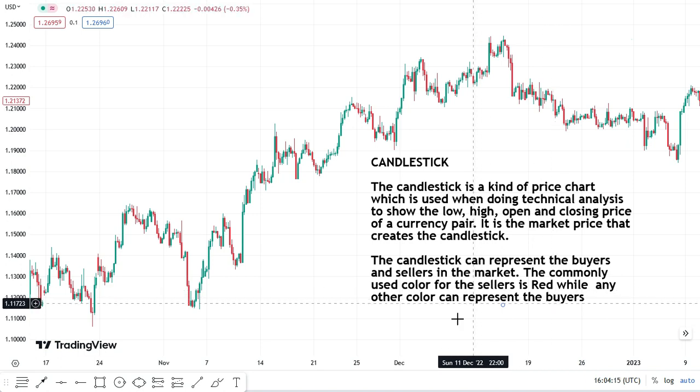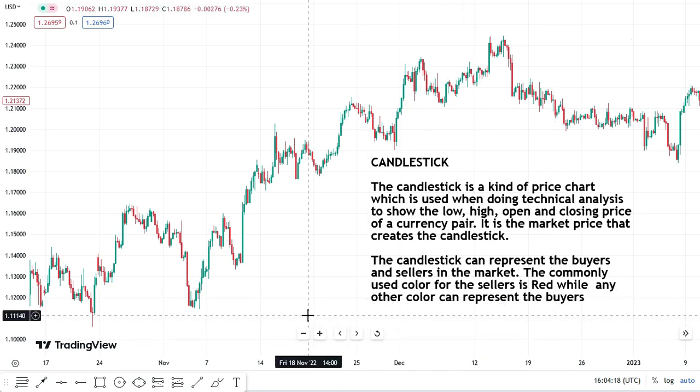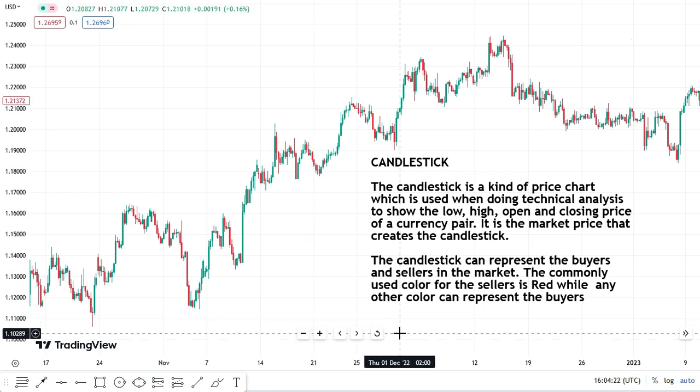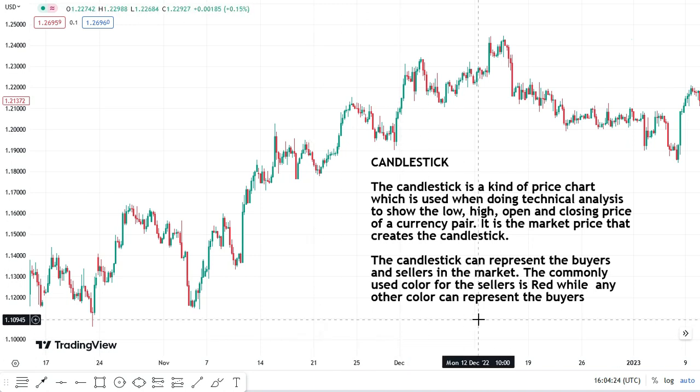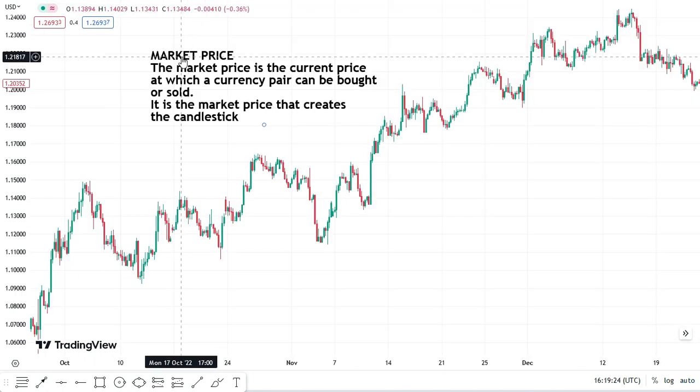So what this means is that each time you are doing analysis on the chart, the candlesticks you see on those charts are representing the buyers and the sellers. When you see a red candlestick coming out, it means that the sellers are already in the market. And if you see another color showing up in the chart, then it means that the buyers are in the market.